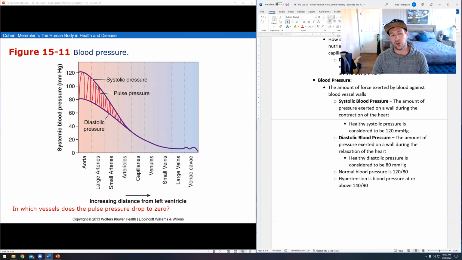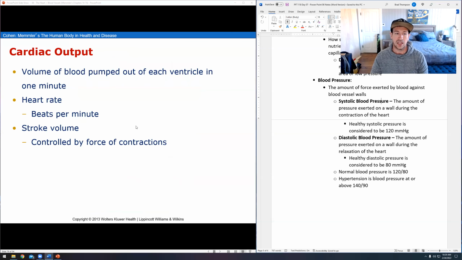Now, obviously, the further blood gets away from our heart, the lower and lower the blood pressure is going to be, which is why we don't measure blood pressure using veins. We use arteries, particularly the ones that are pretty close to our heart. We measure it right here because the pressure is pretty much the same.